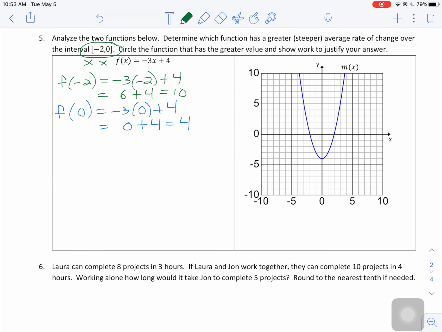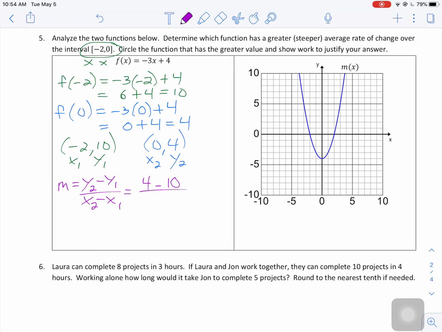So what happens is we have 2 points. We have -2, 10 as 1 point. So this is x sub 1 and y sub 1. And then we have a second point at 0, 4. So this is x sub 2 and y sub 2. Then we just do our slope formula, which is change in y over change in x. So y sub 2 is 4 minus y sub 1 is 10, over x sub 2 is 0 minus x sub 1 is -2. So be careful with that double negative in the denominator.